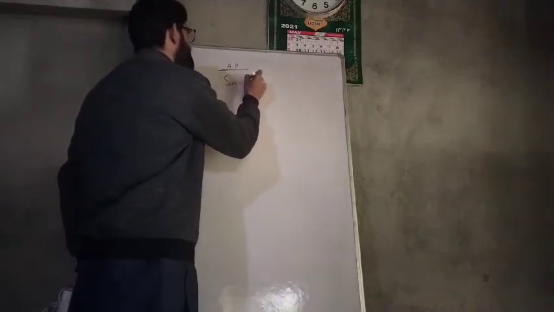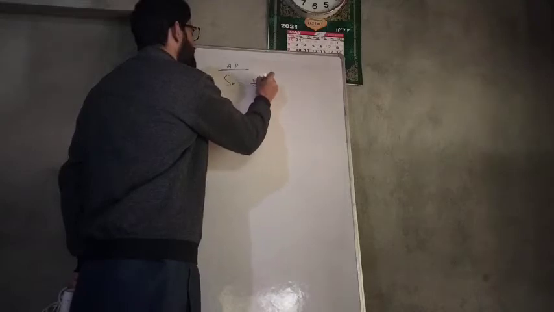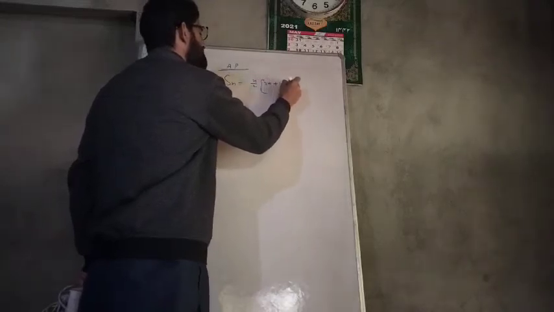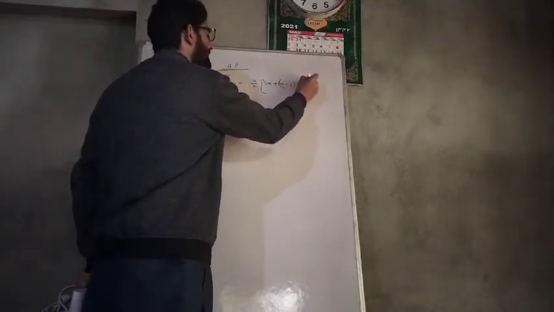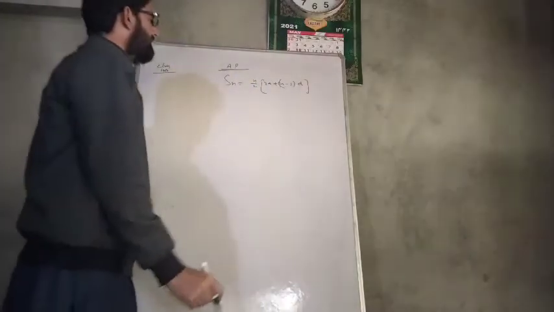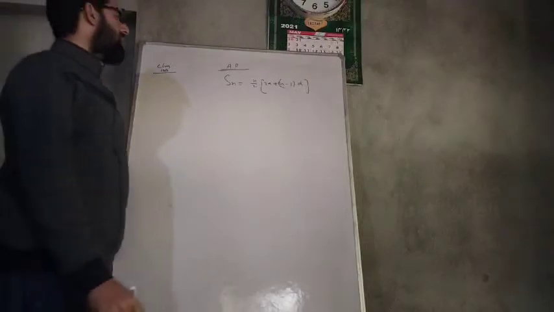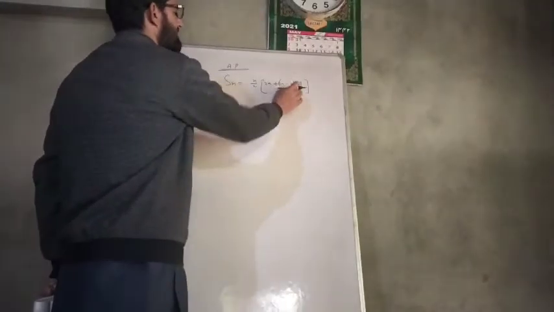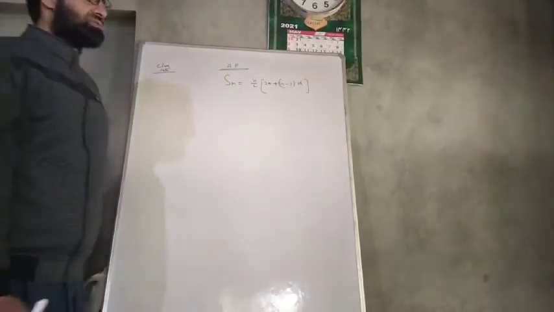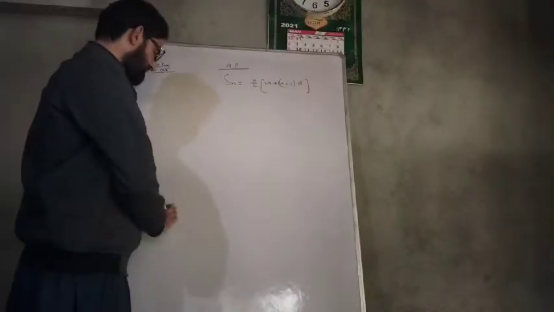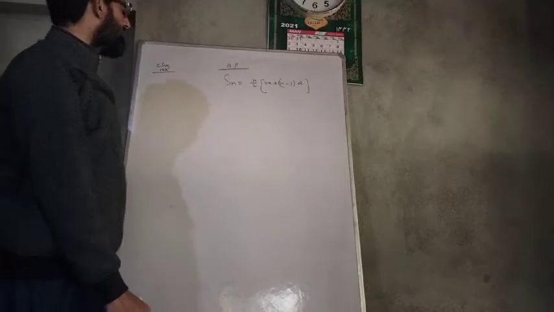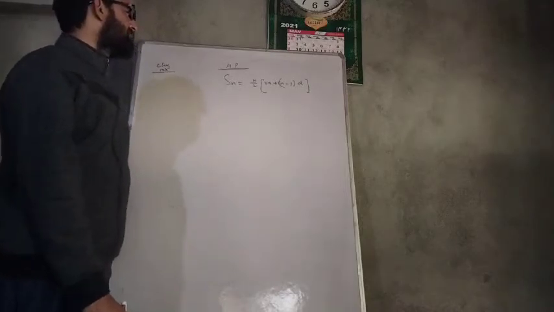Sum of n terms is given by n by 2 into 2a plus n minus 1 into d. We can derive this formula also. Sum of n terms of an AP is given by n by 2 into 2a plus n minus 1 into d. So now the question is regarding this, how to find the sum of n terms of an AP.